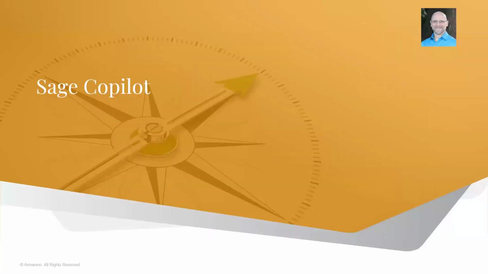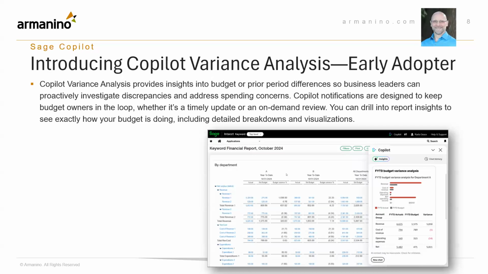So we'll start off with the Sage Copilot announcement. Sage just recently announced that they are introducing Sage Copilot, which is AI, and it's currently in the early adopter phase. They're going to have 2 initial capabilities. The first is variance analysis.